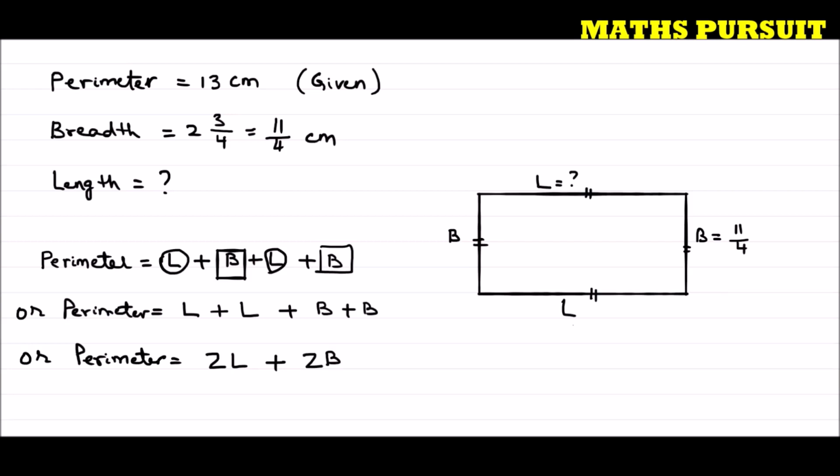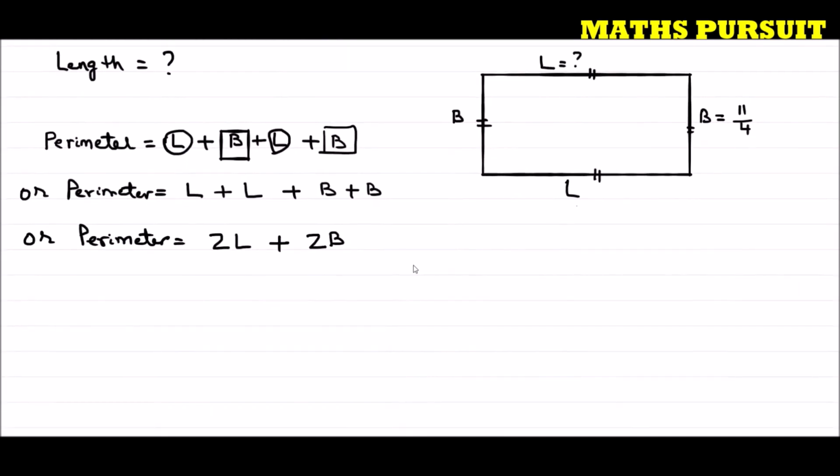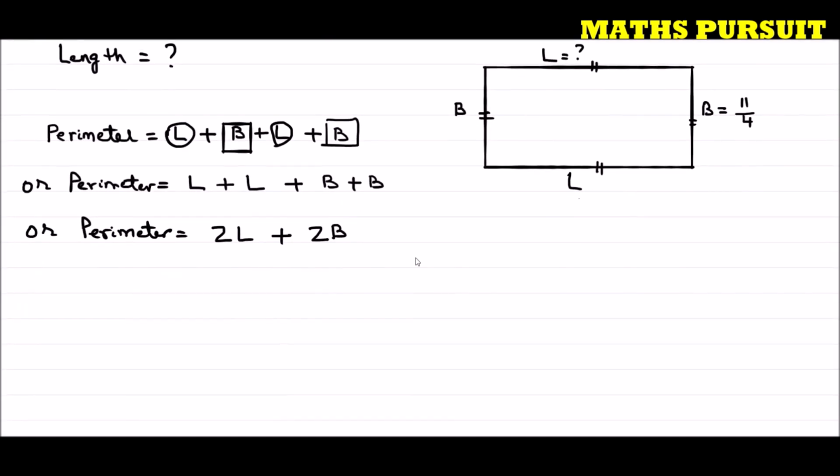Hope guys you are understanding this. This question is very simple and very straightforward. This is not at all a difficult question. So what we got? We got perimeter is equal to 2L plus 2B. Or I can write, perimeter is equal to 2 into, taking 2 as common, L plus B. This is what we got: perimeter is equal to 2 into L plus B.